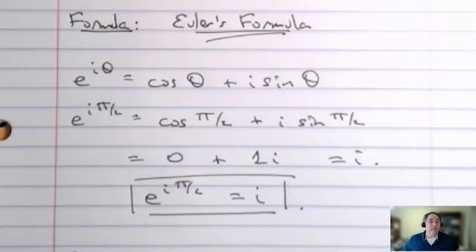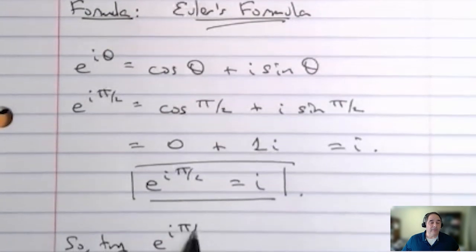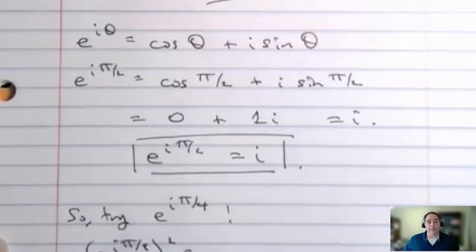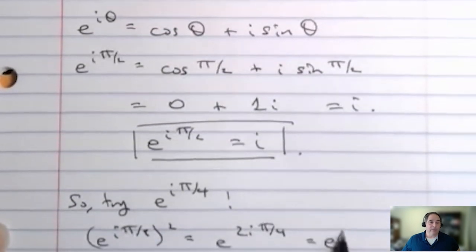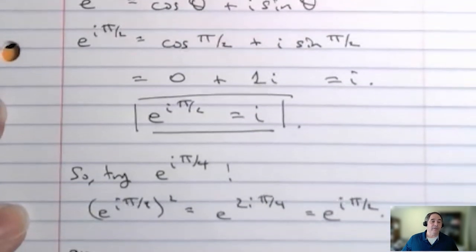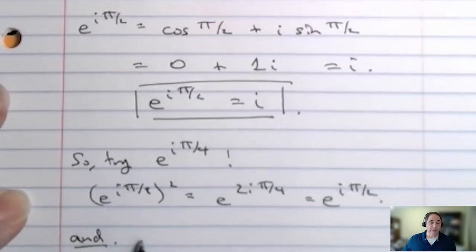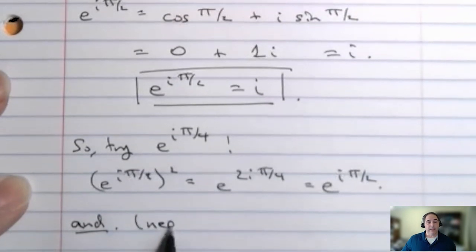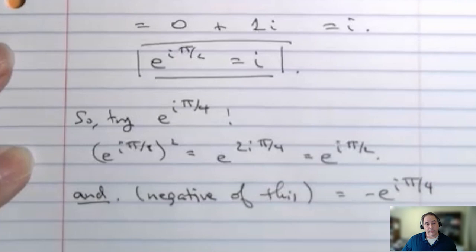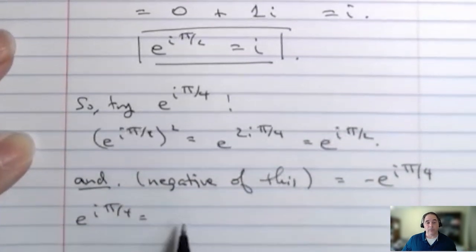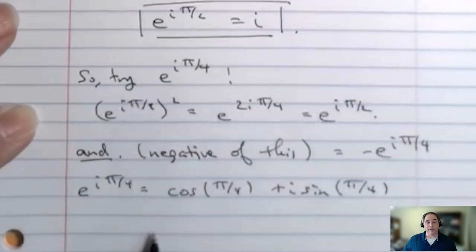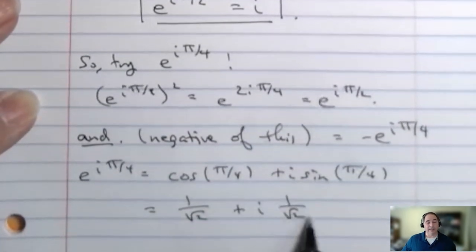So if we want the square root of that, well, it's already in exponential form, so just take the exponential. Try e to the i pi over 4, and you notice that when you square that, you get e to the i pi over 2. And of course, the negative of that complex number is also going to be a solution. Let's forget about that for now. Let's just ask, what is e to the i pi over 4? Well, using Euler's formula again, that's cosine pi over 4 plus i sine pi over 4, which is 1 over the square root of 2 plus i times 1 over the square root of 2, which is exactly what we got last time.